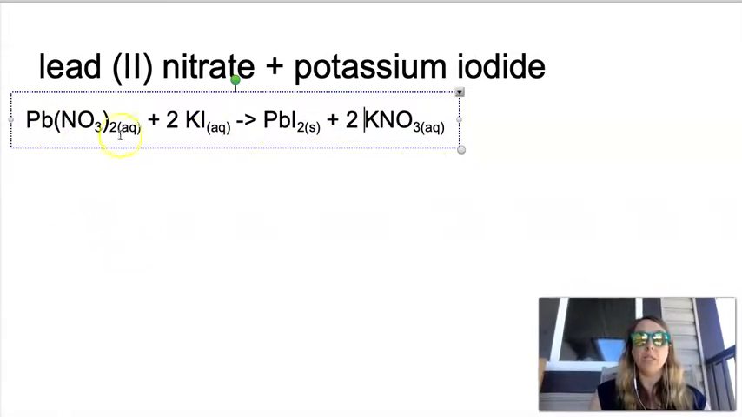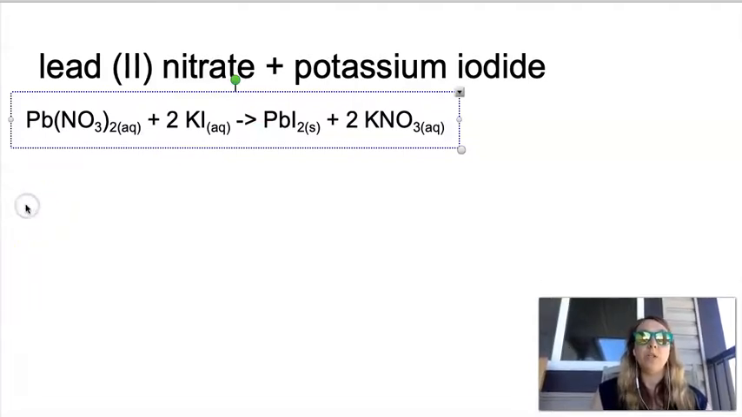So when we look at this equation, this is ionic, this is ionic, this is ionic, and this is ionic. So next thing we're going to do is look at states. This is aqueous, this is aqueous, this is not, this is solid, and this is aqueous. So because the lead nitrate, the potassium iodide, and the potassium nitrate are all ionic and aqueous, we're going to dissociate them. But the lead iodide, because it's solid, we're going to leave it alone.